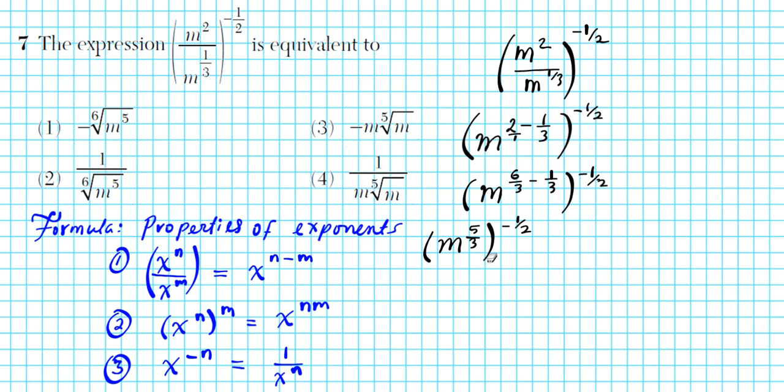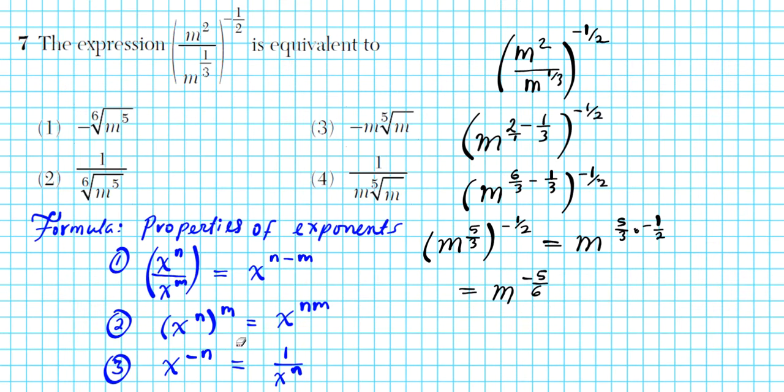Now we're going to apply the power of a power property of exponents, formula number 2, which just basically tells you that you multiply the powers whenever you have a power raised to a power. So 5/3 times negative 1/2. Alright, so when you're multiplying here, what you're going to do is you multiply across. Okay, numerator times numerator, and denominator times denominator. So that's going to give us m raised to the negative 5 over 6.